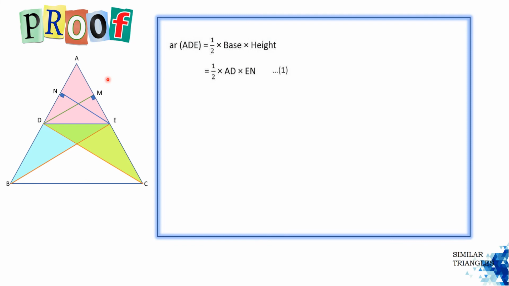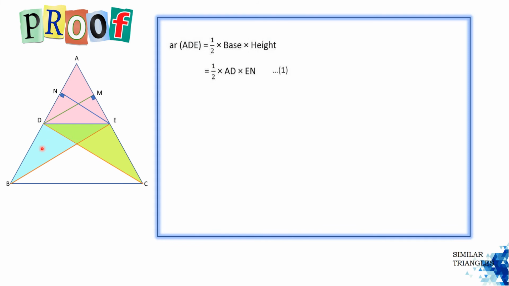Now first I'll start with EN as the height. If EN is the height, the base will be AD. So the area of this triangle is equal to half into base into height. I'm taking AD as the base now, so its corresponding height will be EN. So the area of this triangle we are concluding as half into AD into EN. Have that as equation 1.